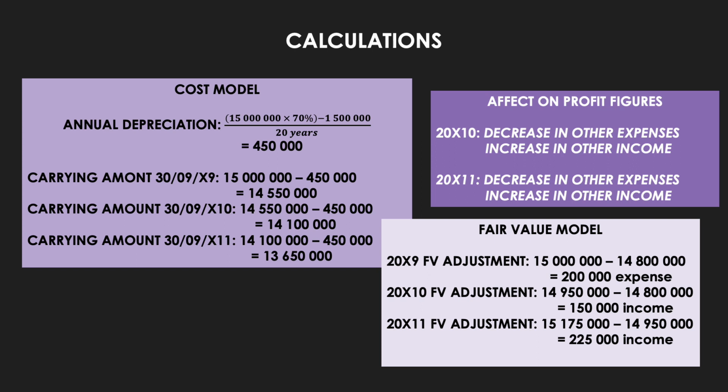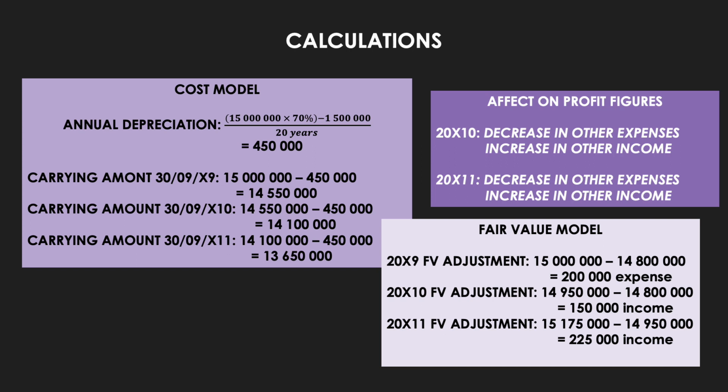In 2011, we will once again have a fair value adjustment. So we take the fair value on the 30th of September 2011 of 15,175,000 Rand, and we deduct from that the fair value on the 30th of September 2010 of 14,950,000 Rand. That then gives me a fair value adjustment of 225,000 Rand. Now, once again, you need to ask yourself, is this an income or an expense? So the fair value was 14,950,000. The fair value is now 15,175,000. Therefore, the fair value has increased and we will have an income.